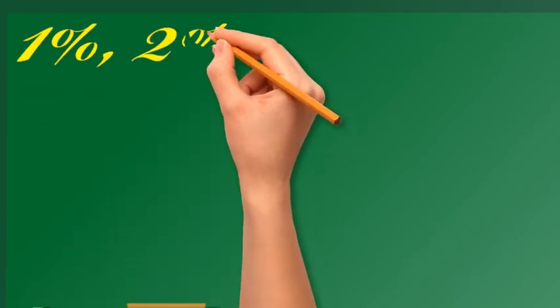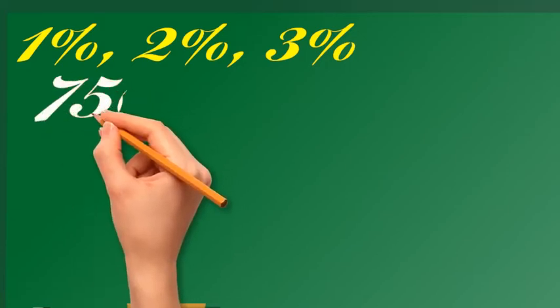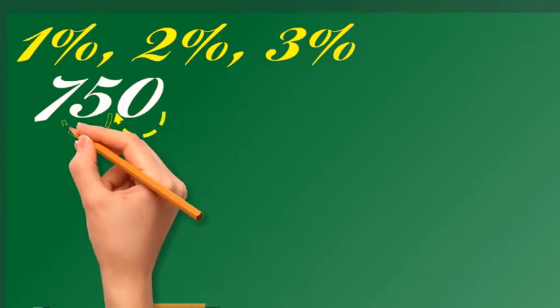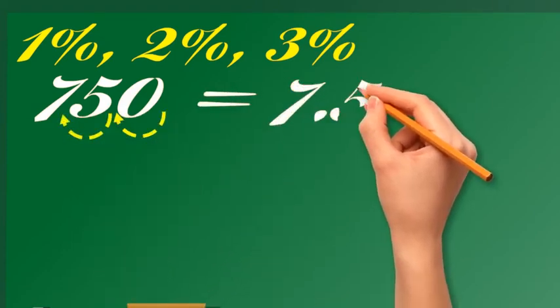When you are able to calculate 10% and 20%, you can use the same concept to calculate 1%, 2%, and 3%. To get 1%, you just need to move 2 decimal points to the left, instead of 1. Let's try one now. What is 1% out of 750? We move 2 decimal points to the left, and we get 7.5.